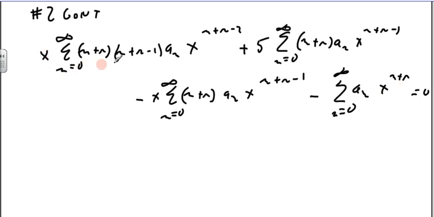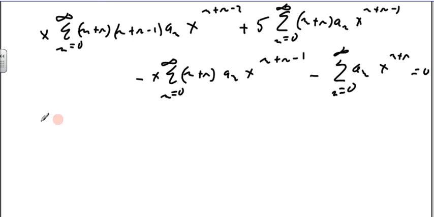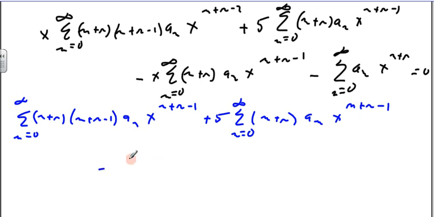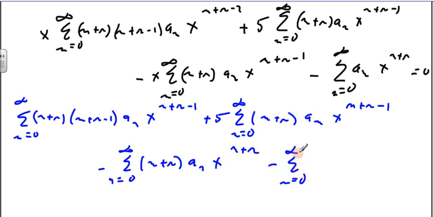Okay, so I'm going to bring the things outside the summations into the insides of the summations. Summation n equals 0 to infinity (n plus r)(n plus r minus 1) a n x to the n plus r minus 1, plus 5 summation n equals 0 to infinity (n plus r) a n x to the n plus r minus 1, minus summation n equals 0 to infinity (n plus r) a n x to the n plus r, minus summation n equals 0 to infinity a n x to the n plus r is equal to 0.